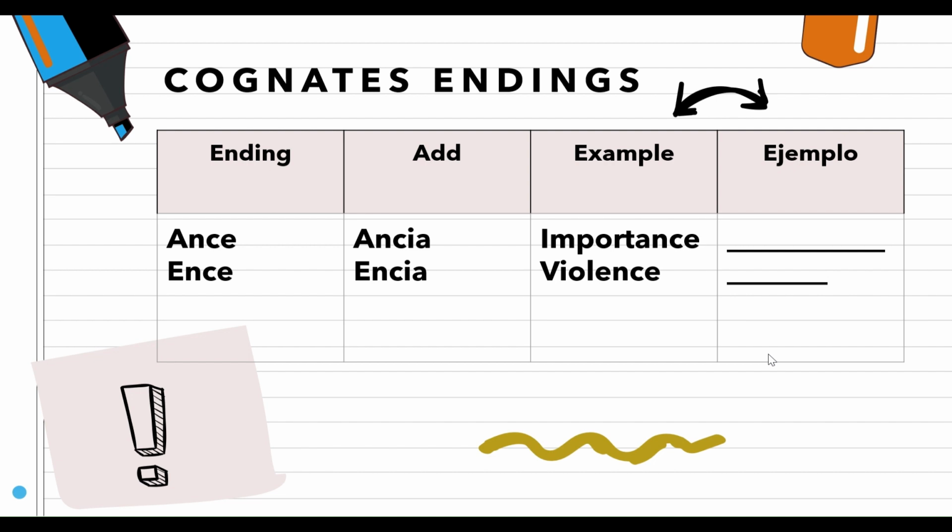What happens if the ending is ANCE or ENCE? We are going to change it to ANCIA or ENCIA. So if we have importance, the first thing that we have to do is drop the last four letters, ANCE, and change it to ANCIA. So in Spanish it will sound like importancia. The last one, violence. Drop the ENCE ending and change it to ENCIA so we can have the Spanish version. Violencia.